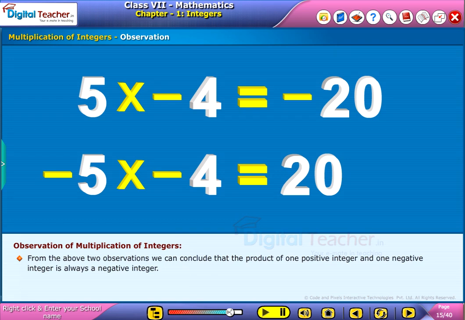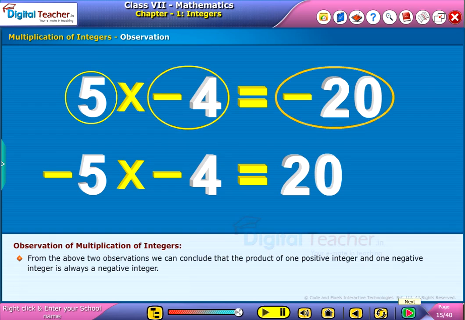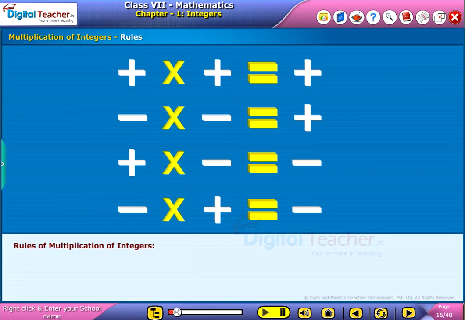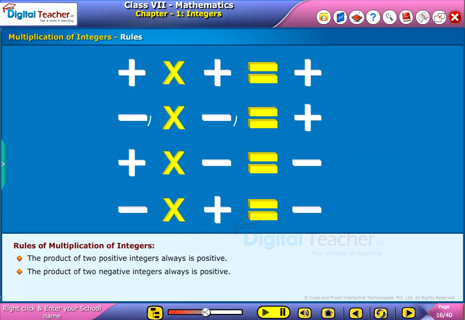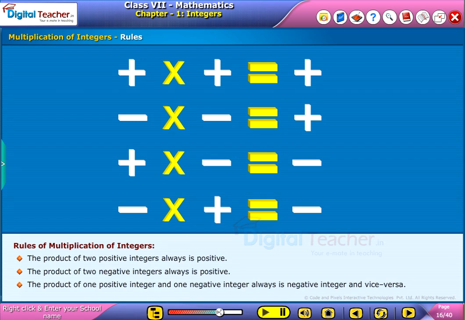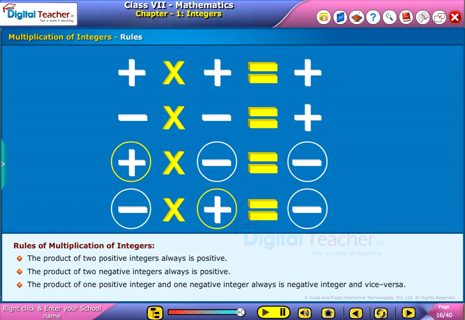From the above two observations, we can conclude that the product of one positive integer and one negative integer is always a negative integer. Rules of multiplication of integers. The product of two positive integers always is positive. The product of two negative integers always is positive. The product of one positive integer and one negative integer always is negative integer and vice versa.